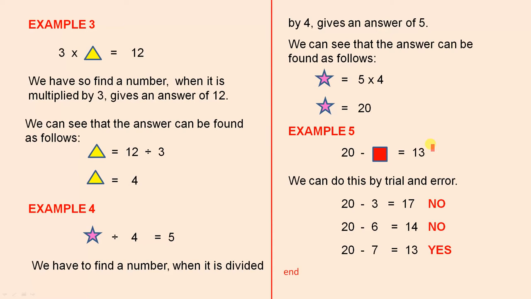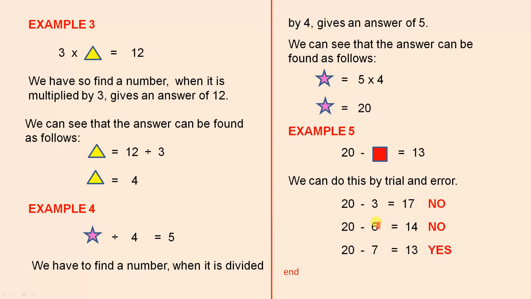Example 5, 20 minus the square equals 13. One acceptable way to do this is by trial and error. That's one of the strategies. If we pretend the square is 3, 20 minus 3 is 17. No, because we need an answer of 13.